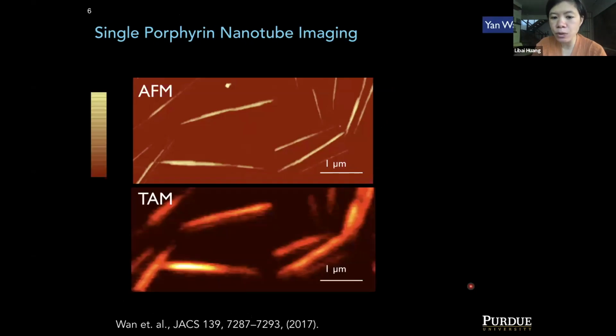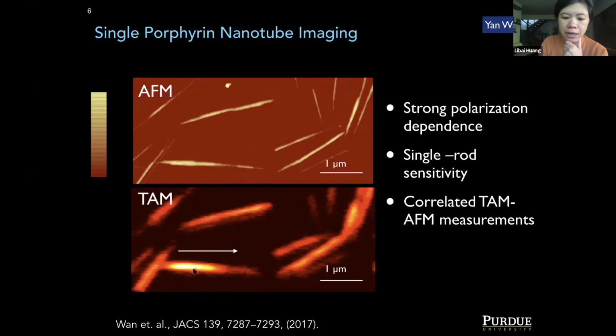So then we can do our transient absorption imaging. First we have the pump and probe overlap and scan the sample so that we can find where these tubular aggregates are. You can see a very good correlation between the atomic force microscope image and the transient absorption microscopy image. We can then pick one of these aggregates, localize our pump onto it, and then scan the probe, right?